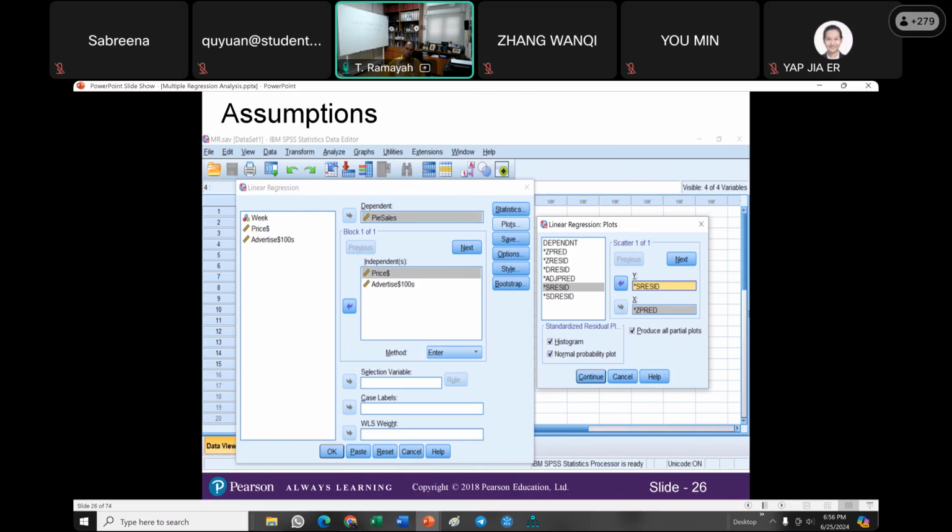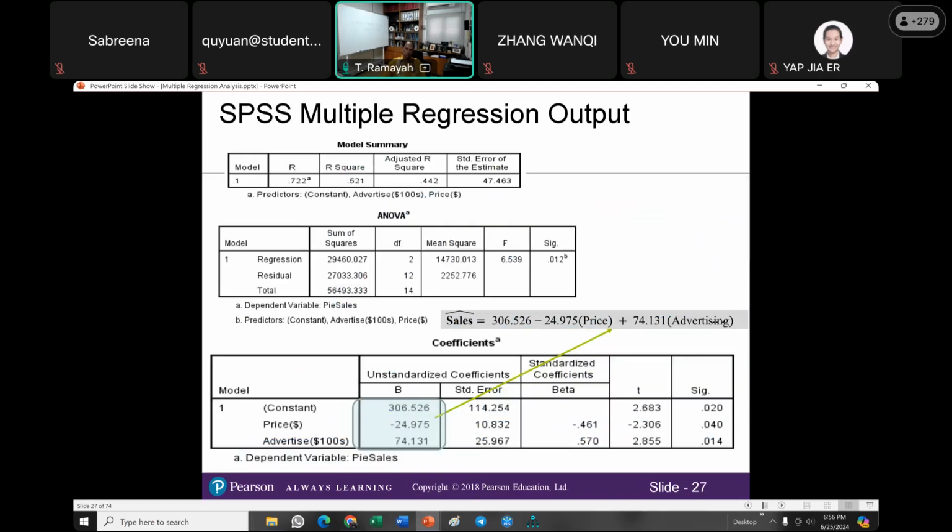Okay. So when you run the multiple regression analysis, you will get a long list of outputs. These are some of the outputs you will get. You can try it out with the data I've already shared with you. I've already given you this data called pi sales. You can follow if you want to.